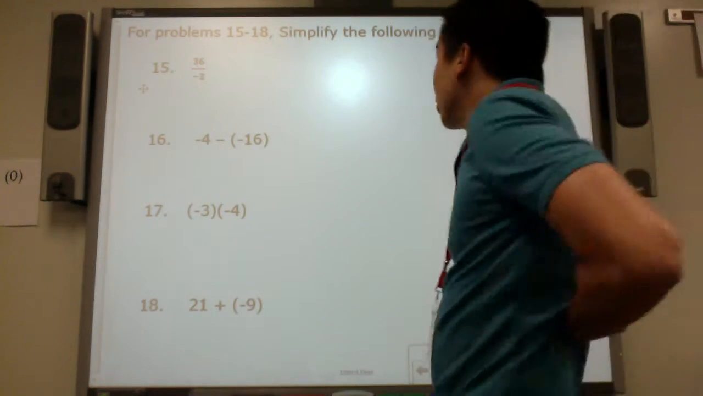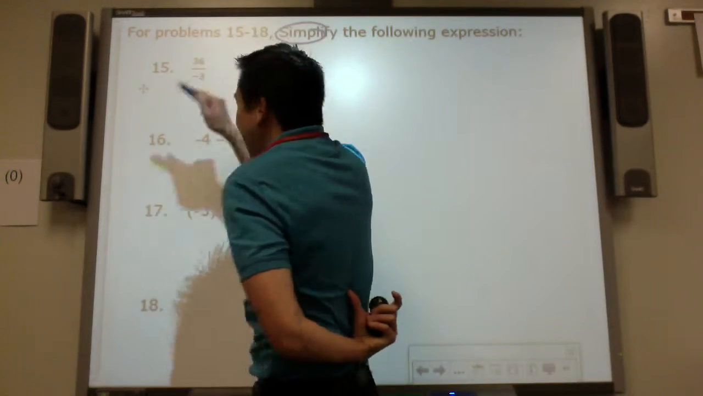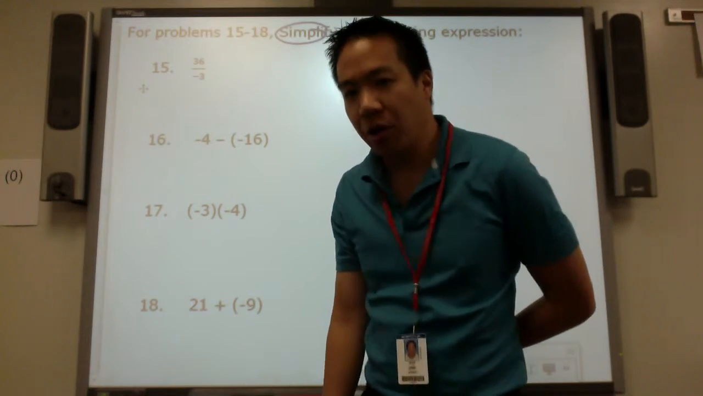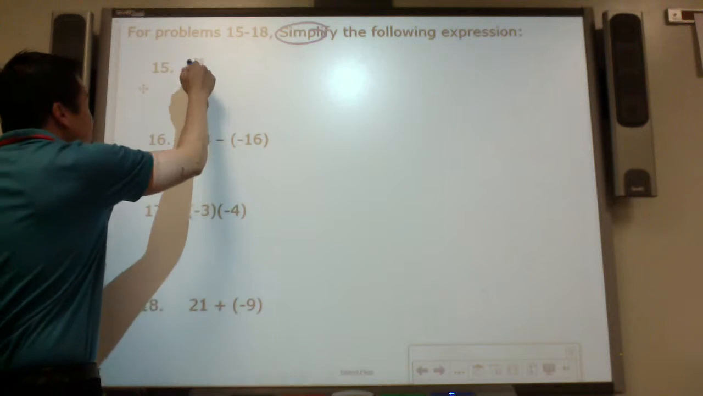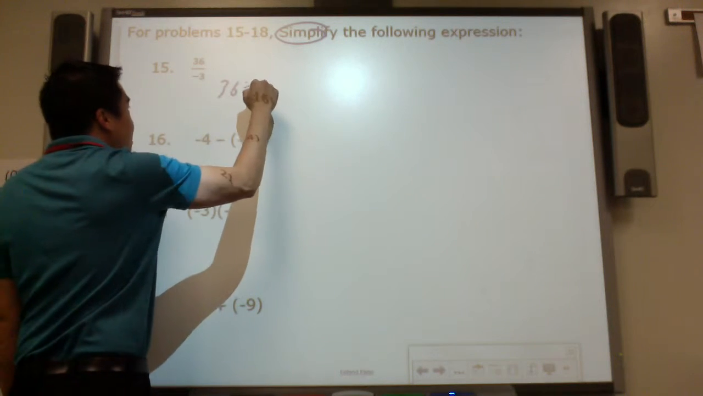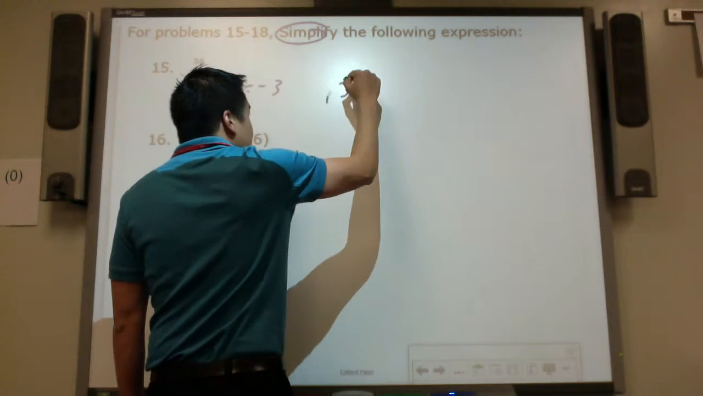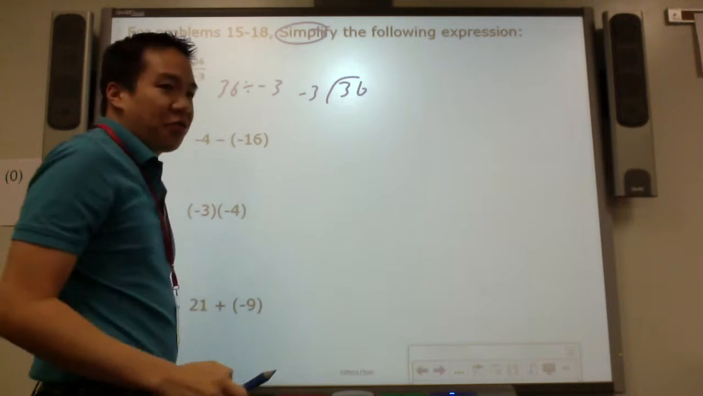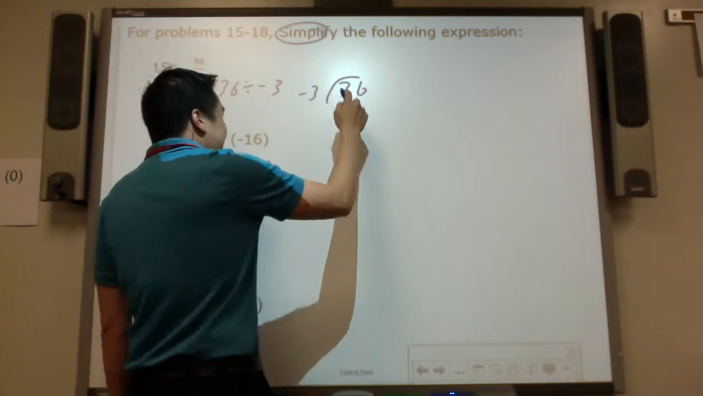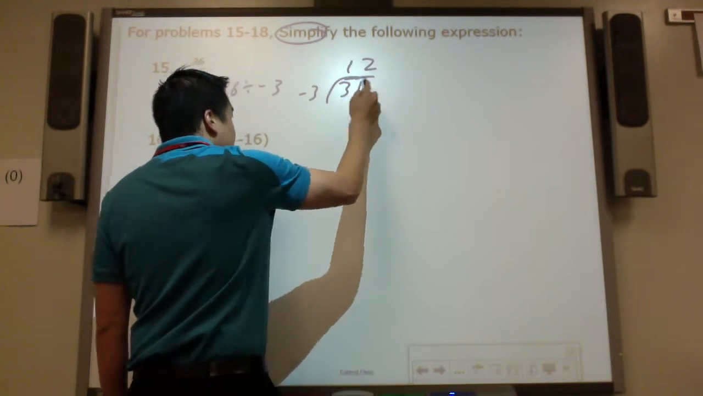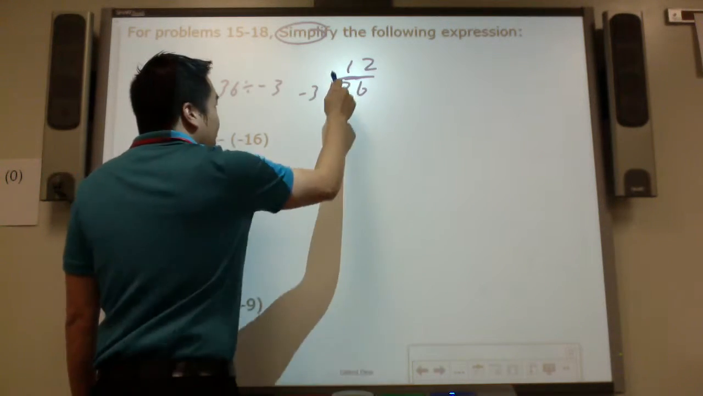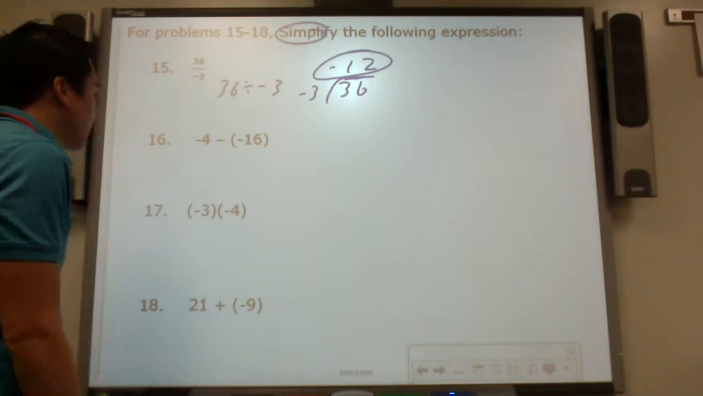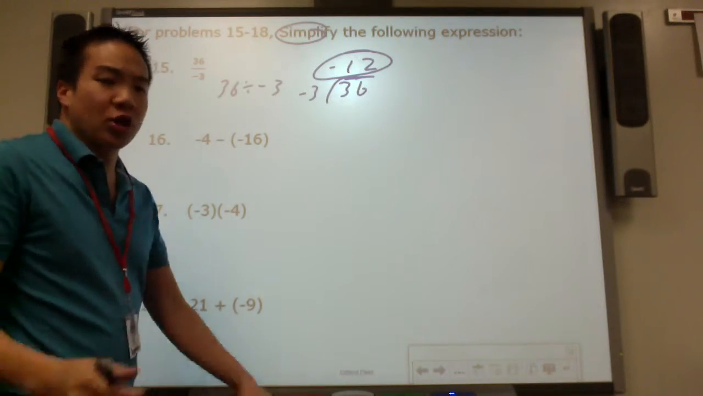Number 15, simplify. Simplify makes the answer simpler. Use simpler numbers. In other words, solve it. This is division. This is 36 divided by negative 3. How many groups of 3 go into 36? 12 times. So it's saying, what's the opposite of 12? Negative 12. What do you remember about subtracting integers?